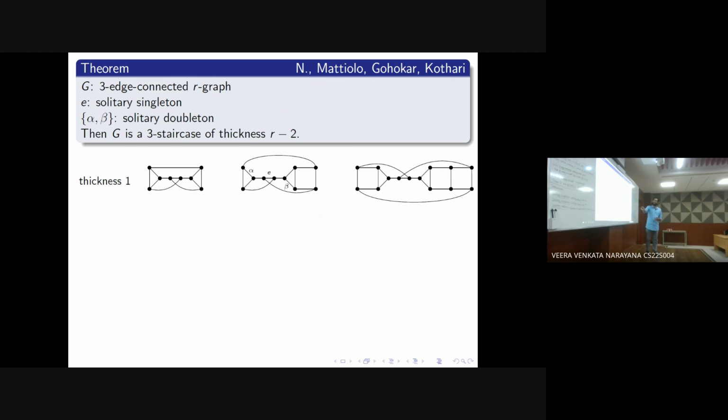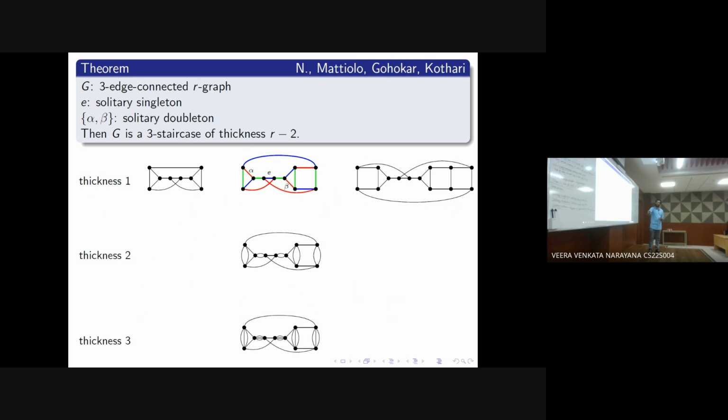So alpha, beta and E stay here, and if you take the perfect matching containing alpha and the perfect matching containing E, you are left with exactly one perfect matching, because this is 3-edge colorable. That is like the green perfect matching. If you want the graphs with thickness 2, you just multiply this green perfect matching. If you want thickness 3, you multiply the green perfect matching one more time.